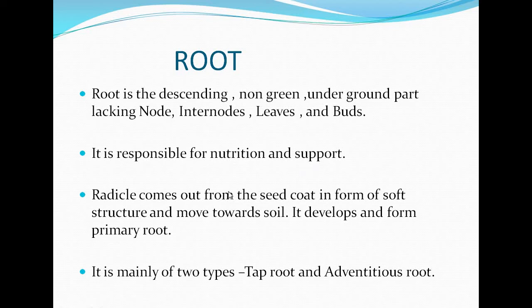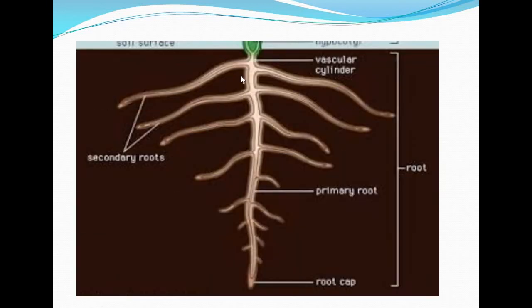So how do roots form? The radicle comes out from the seed coat in the form of a soft structure and moves towards the soil. It develops and forms the primary root. It is mainly of two types, taproot and adventitious roots. Here is the picture of root. You can see here this is the primary root, and at the tip of the root there is a root cap. These are the lateral branches or secondary roots.